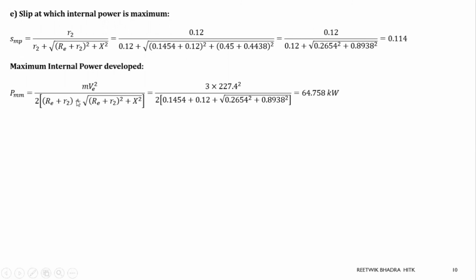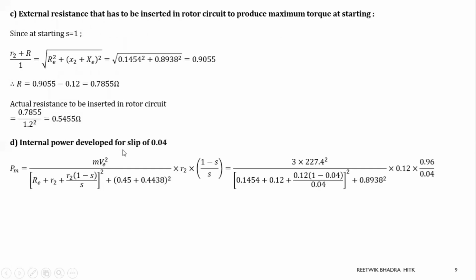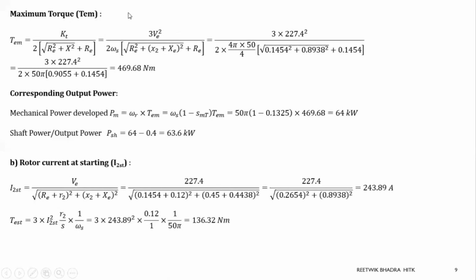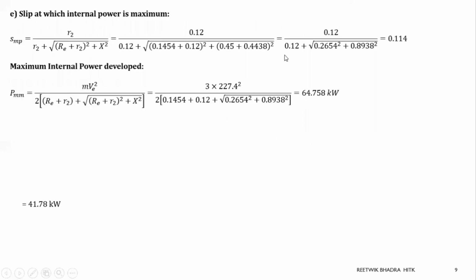Now use your PMM formula. This is the general PMM formula over here. So everywhere, for you to not get confused, I have written the general formula first, and then I have substituted the equations. So it will be very easy for you to go through the problems. RE, XE, R2, all values are written and found out, 64.758 kilo. This is our maximum internal power developed.